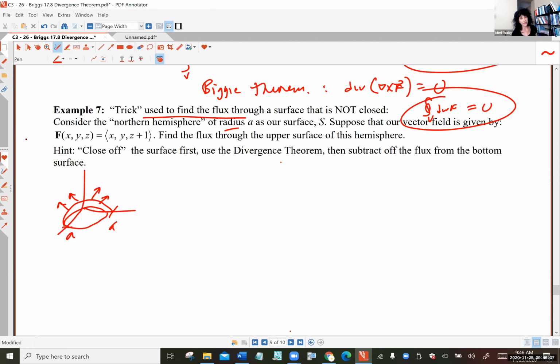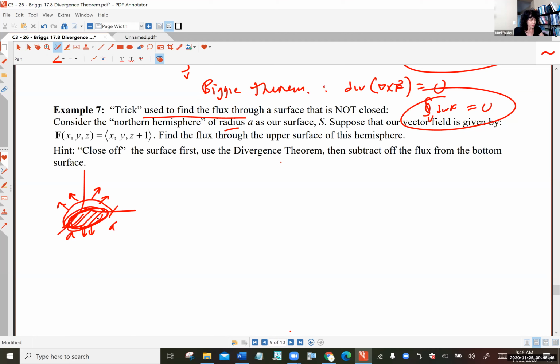So I was like, okay, now I see why he did the trick. Okay, so here's the plan. Instead of finding what we want, which is the flux through that not closed surface, we're going to do a little trick. We're going to close off the surface. So we'll give it a base, the base plate down there, just that flat base, which is a circle. Now it's a closed surface. And then we're going to use the divergence theorem and find the total flux over this closed surface. And then we'll subtract the bottom flux, which is just the base plate.